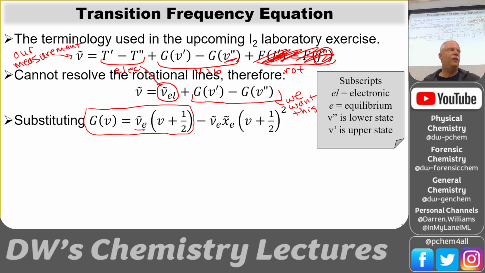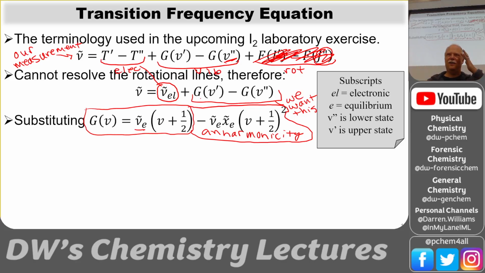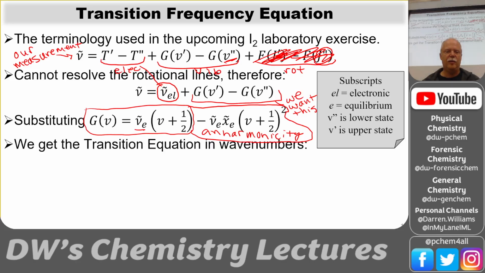But in this lab for iodine, we're studying so many energy levels that we're actually going to be able to determine the anharmonicity constant. So this piece is the anharmonicity. So we will actually be able to determine how anharmonic this molecule is, right? And so those energy levels get closer together as the molecule gets excited, and you'll be able to determine that.